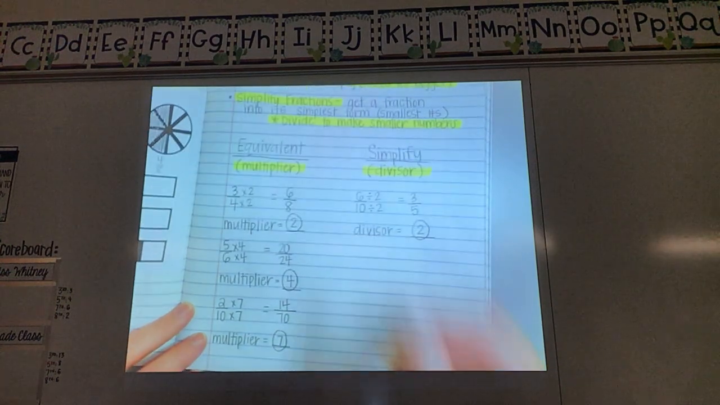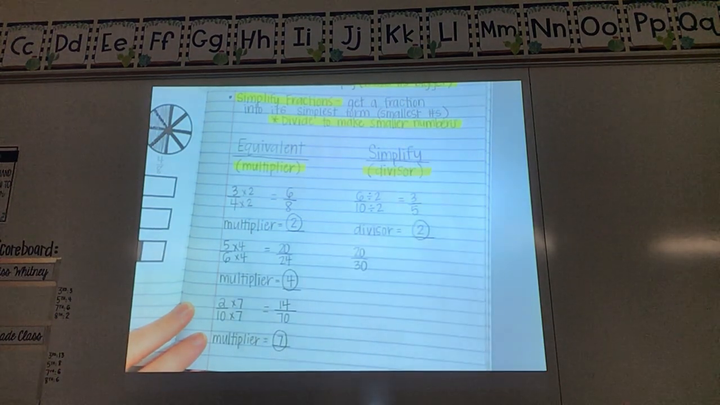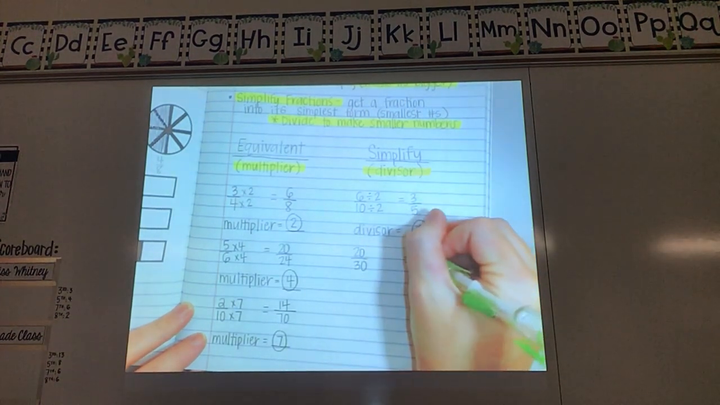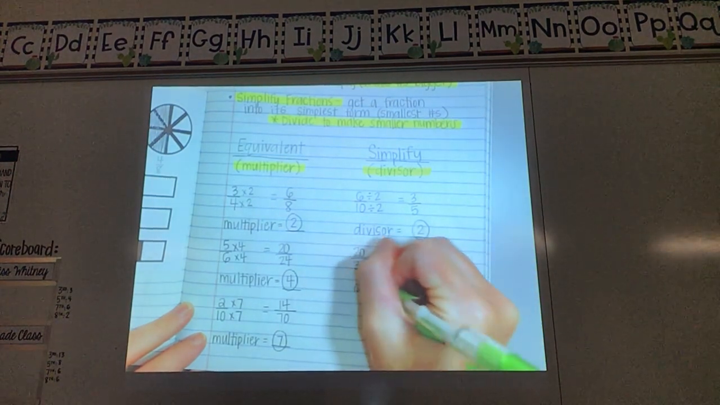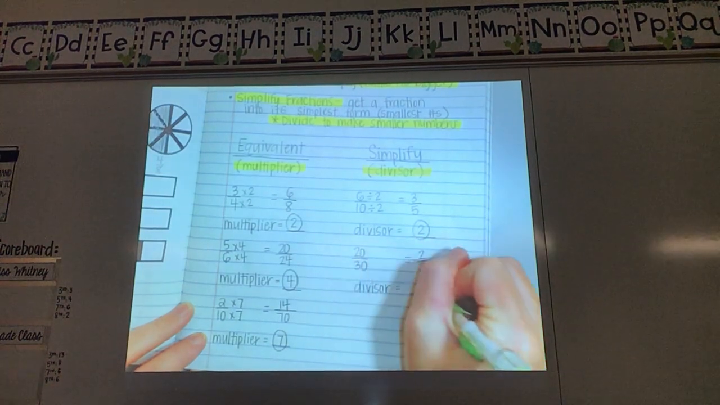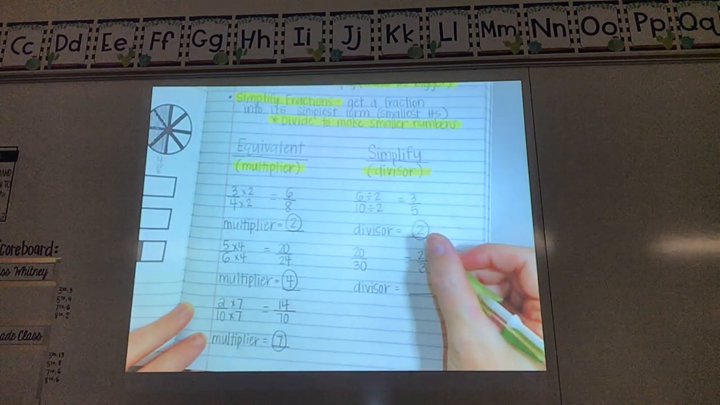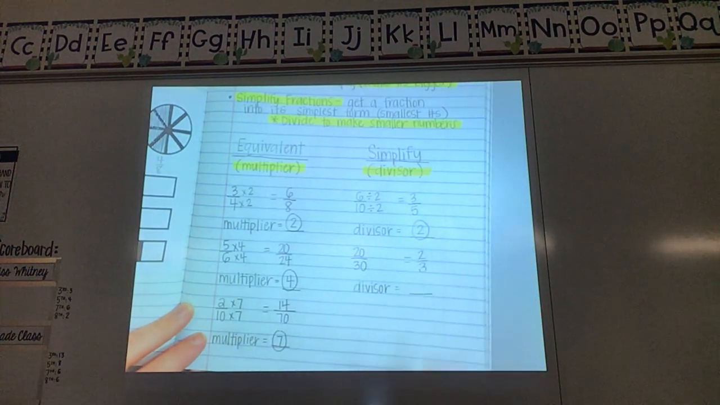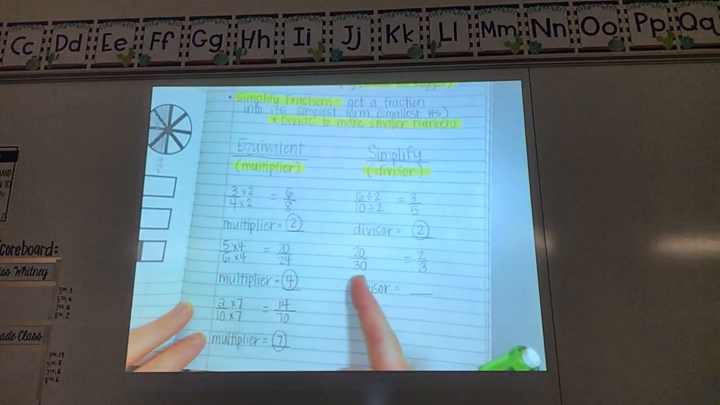Let's try another one. 20/30ths, and we want to simplify it down so that it is 2/3. We are looking for a divisor. What number can we divide 20 by to make it a 2? Or what can we divide 30 by to make it a 3? Some of these might be tricky if we don't know our multiplication facts, so use that chart and try to figure it out if you're not sure. What could we divide 20 by to get 2? What could we divide 30 by to get 3?